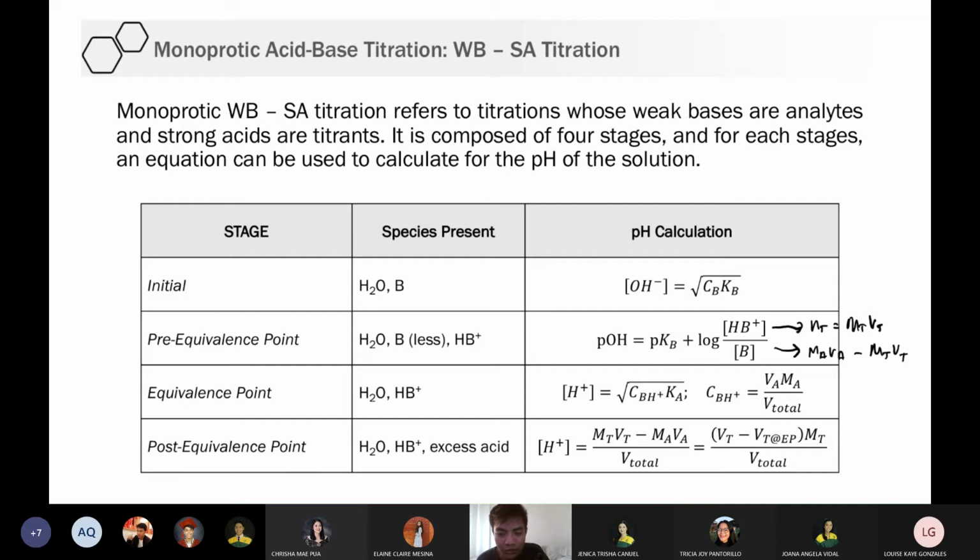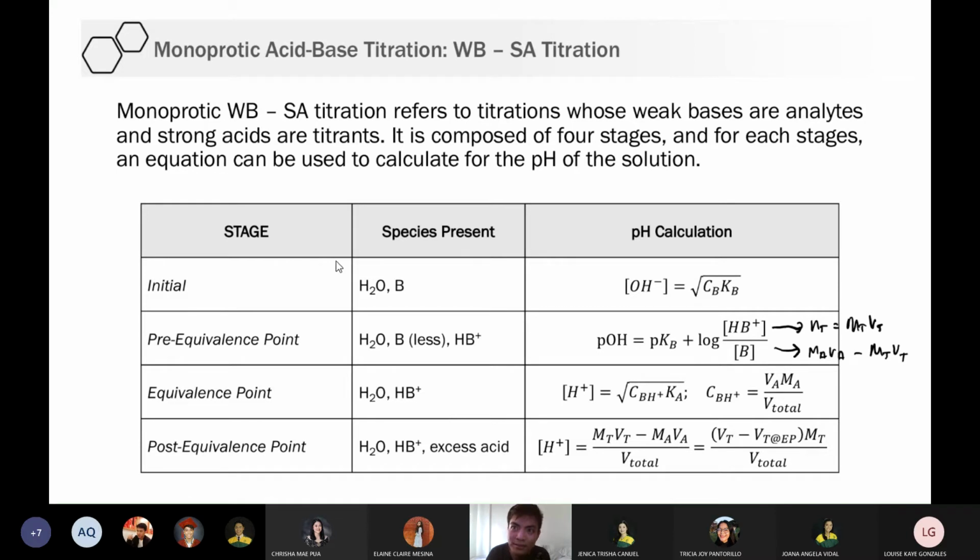What is the pH of the equivalence point? 7, greater than 7, less than 7? Less than 7. Bakit? Kasi nga, sabi natin, the conjugate acid is contributing to the pH of the solution. That means the solution is acidic, kasi nga may conjugate acid tayo. Andun yung word na acid, di ba? Ibig sabihin, the solution is acidic, therefore the pH is mababa.